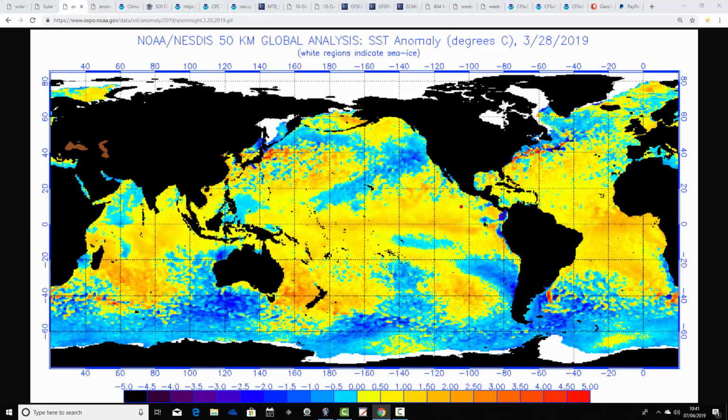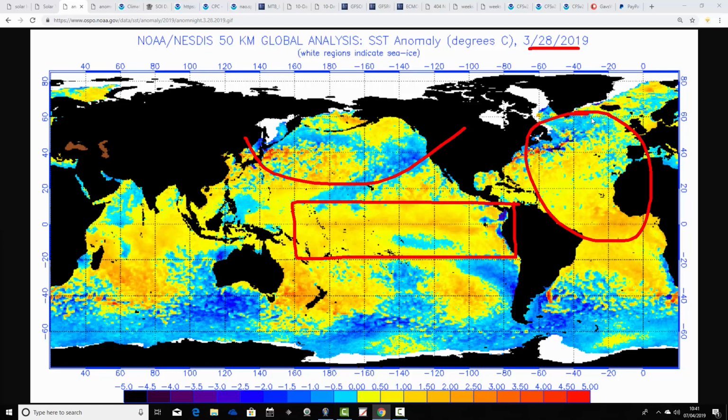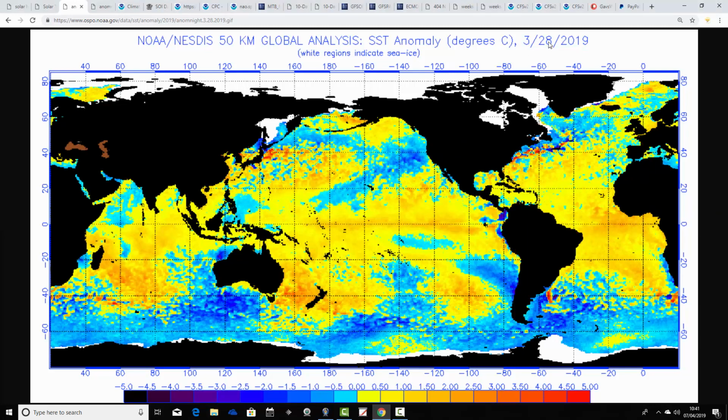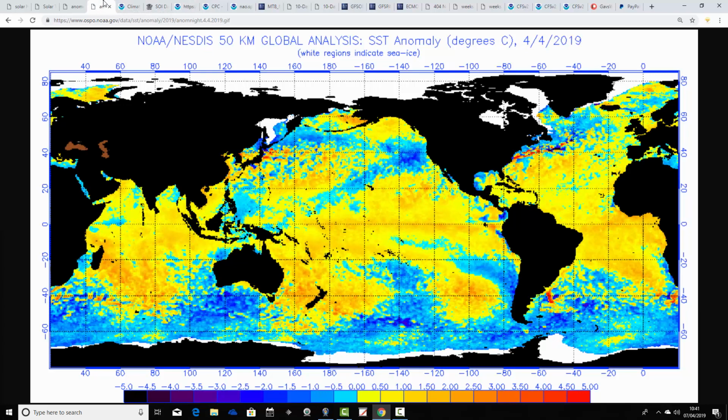Of course, this is how the oceans were looking this time last week, 28th of March. We've got our three areas of interest. The ENSO region is just here, the Northern Pacific Ocean is just here, and the North Atlantic Ocean over there. So when we did last week's Sunday Roundup, that's how the sea surface temperature anomalies were looking. Let's compare to the very latest. This is how things are looking now.